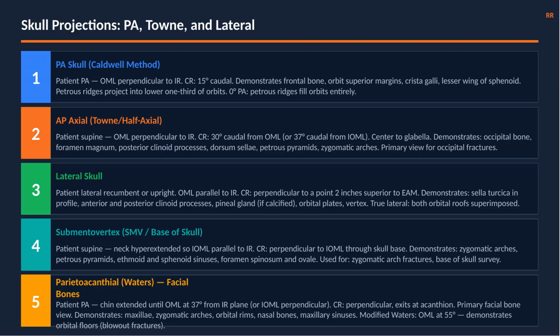Waters, parietoacanthial for facial bones. Patient PA, chin extended until OML forms a 37-degree angle with the IR. CR perpendicular, exiting at the acanthion. The primary facial bone view demonstrates maxillae, zygomatic arches, orbital rims, nasal bones, and maxillary sinuses. Modified Waters, OML at 55 degrees, demonstrates the orbital floor for blowout fracture evaluation.